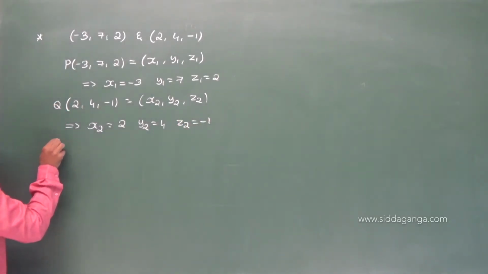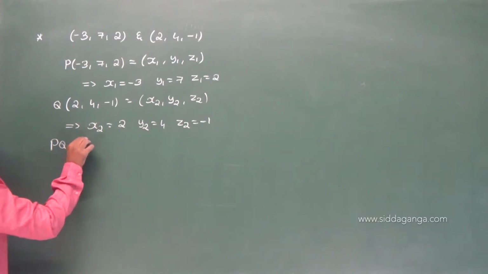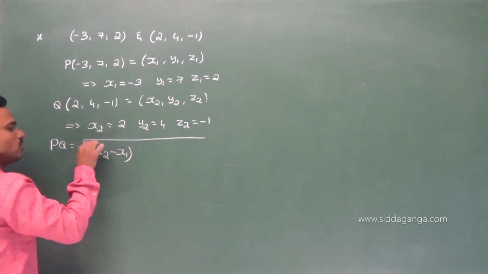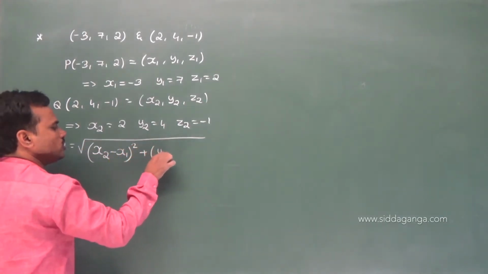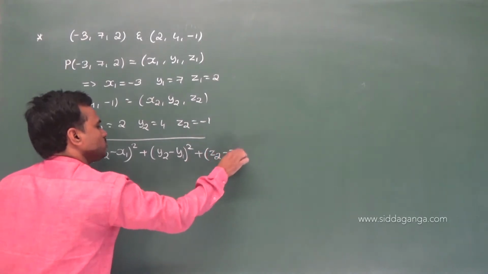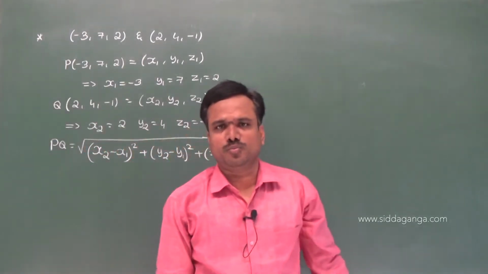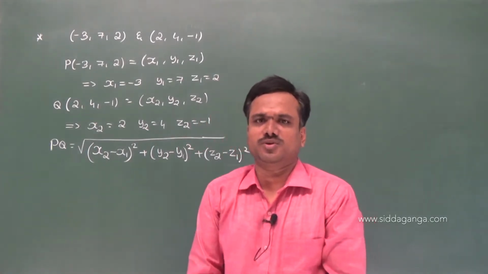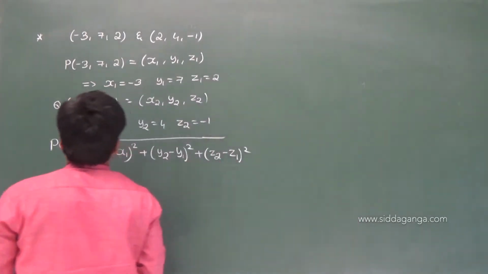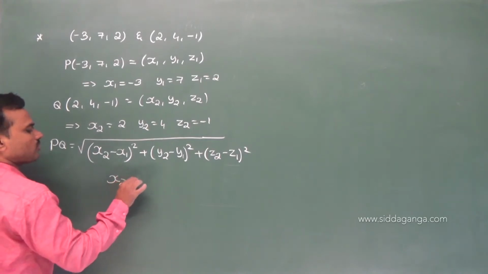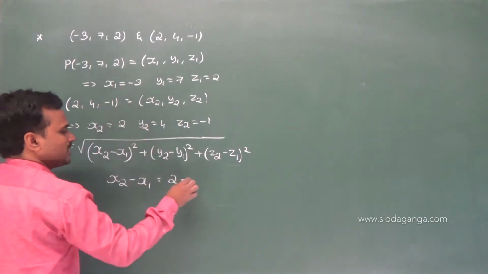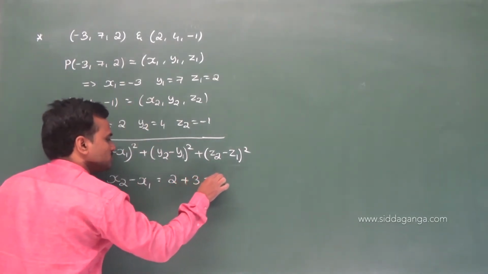You know that the distance between 2 points in space is given by square root of x2 minus x1 whole square plus y2 minus y1 whole square plus z2 minus z1 whole square. Correct? Firstly, we find one by one. x2 minus x1. x2 is what? 2 minus x1, which is minus 3. Minus into minus is plus 3. 2 plus 3 is how much? 5.